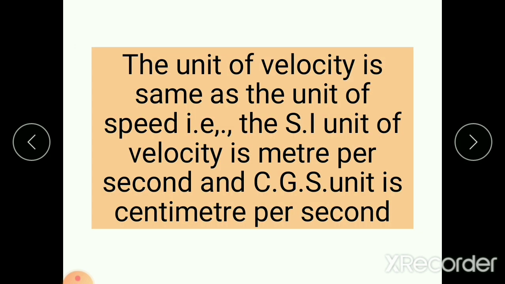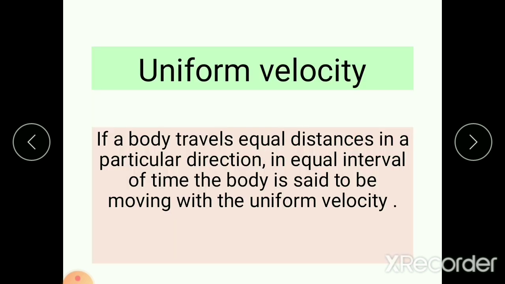Next, we'll see the SI unit of velocity. The unit of velocity is same as the unit of speed. That is, the SI unit of velocity is meter per second and CGS unit is centimeter per second. Next, we'll see uniform velocity. So you have already seen what is a uniform speed. Here in uniform velocity, the direction is involved. If a body travels equal distance in a particular direction in equal interval of time, the body is said to be moving with the uniform velocity.